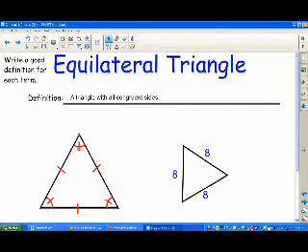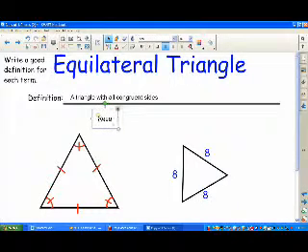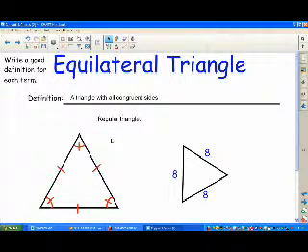Now remember, in a triangle, all the angles also have to be congruent. This is the only polygon that's the case. Another way to think of an equilateral triangle is that it's a regular triangle, because all the sides and all the angles are congruent, so that makes it regular.